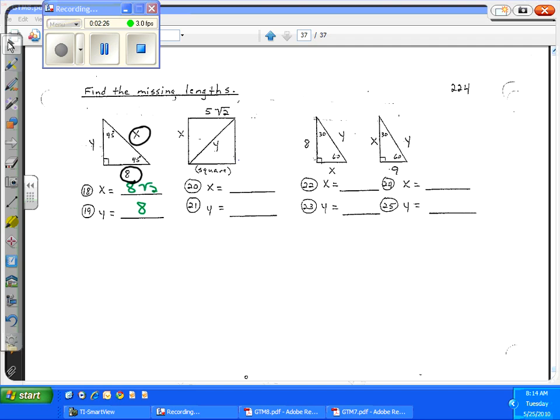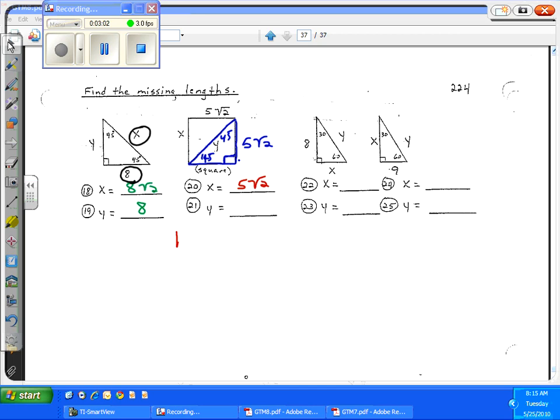A square is a quadrilateral with 4 equal sides and 4 right angles, so that angle is 90. If one side is 5 square root 2, then the other side is 5 square root 2. If we use this little right triangle to find the diagonal, or we could have used the other right triangle, we know that we've got a 45, 45, 90 right triangle. We know that the legs are equal, so if one side is 5 square root 2, they're all 5 square root 2 in a square.